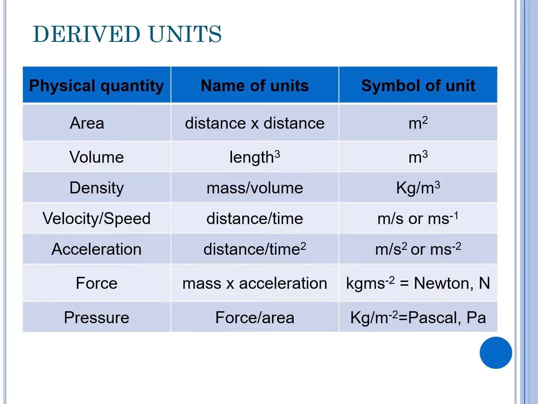So for derived units, for example, area is equal to distance times distance. Distance in meters times meters, so that will be m squared. Volume is length times length times length, that will be m cubic. And then density is mass over volume, kg per meter cubic.